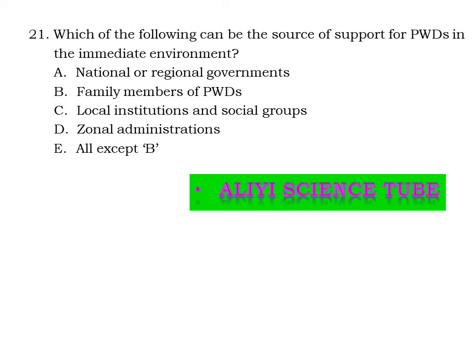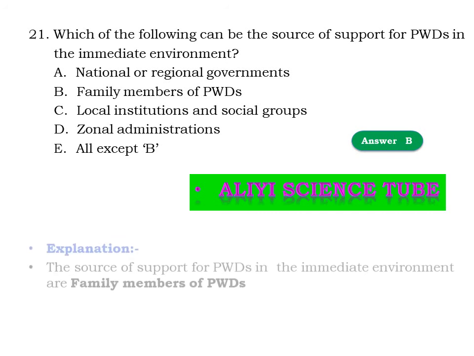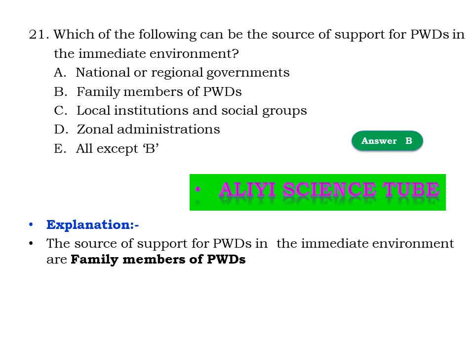B. Family members of person with disability. Yeah, it is immediate environment. C. Local institution and the social group. No. D. Zonal administration. E. All except B. So the answer is B. The source of support of person with disability in immediate environment are family members of person with disabilities.